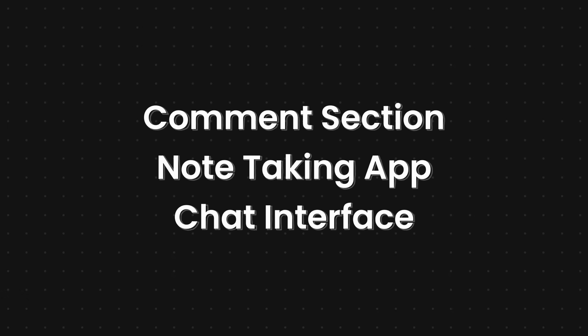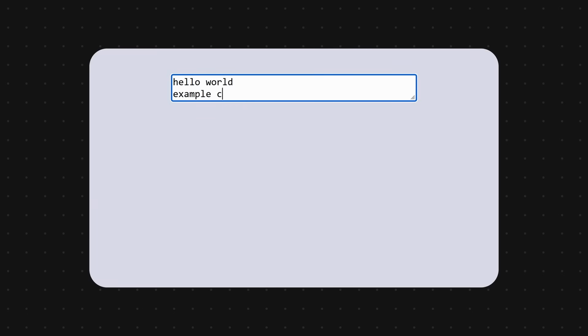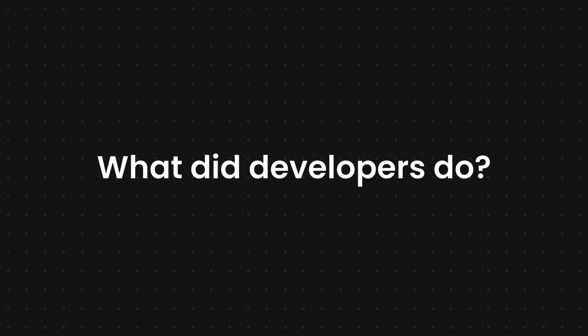Picture a comment section, a note-taking app, or a chat interface. They all contain text areas where people usually write more than just 1 or 2 lines of text. But as soon as they enter too much text, the default text area hides the content behind a scroll bar. So you can no longer see the entire message at once. I find this terrible. So what did developers do?